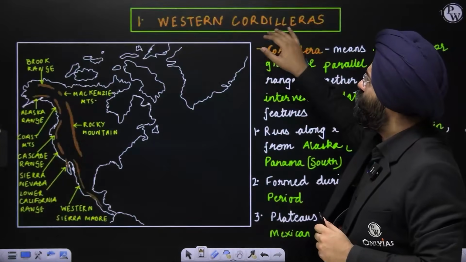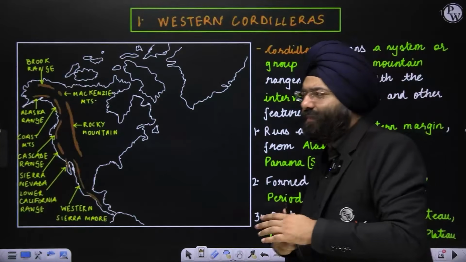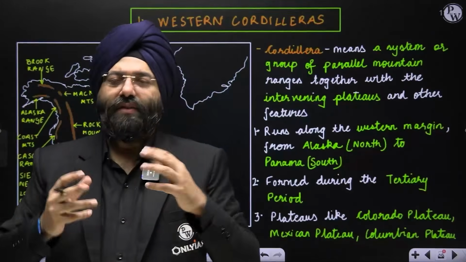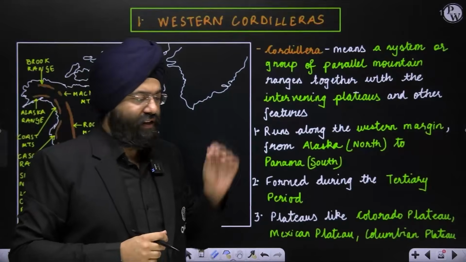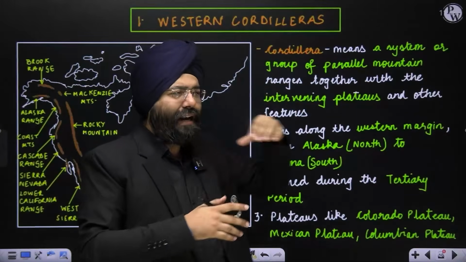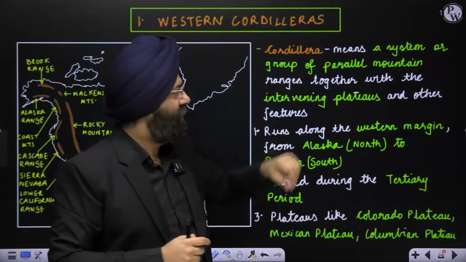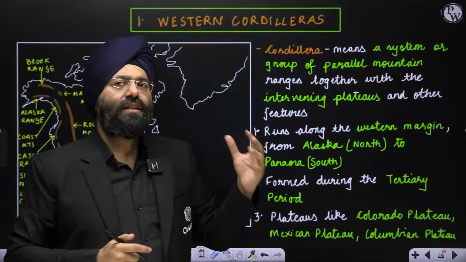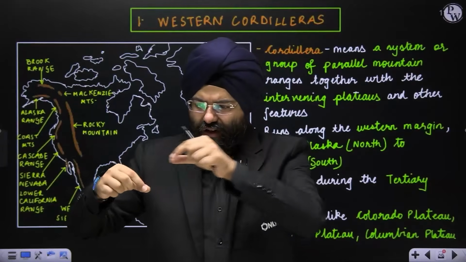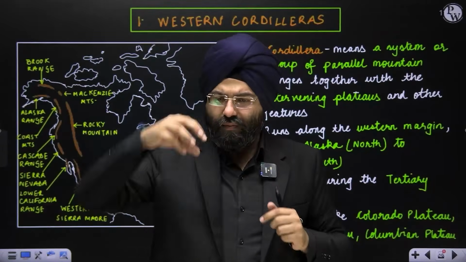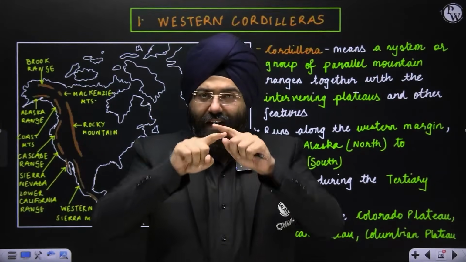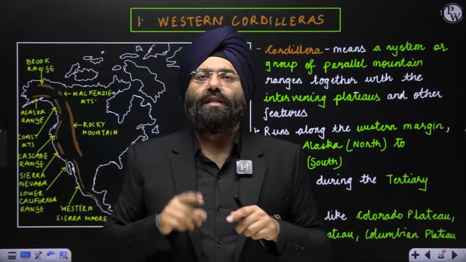Now, Western Cordilleras. Before I actually explain what Western Cordilleras are, we should understand what a Cordillera itself is. Now, see, when I talk about Cordillera, it basically means a system or a group of parallel mountains or mountain ranges, together with intervening plateaus and other features. Now, see, there is a mountain range. Agreed, it is called a range. But along with one range, there is another range, another range, another range. And between these ranges, in the intervening areas, there are plateaus. Now that collectively is known as a cordillera.